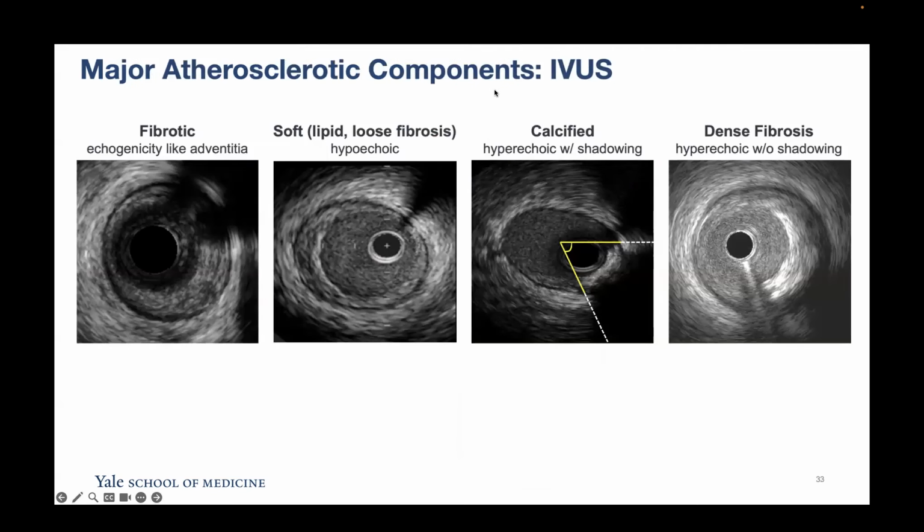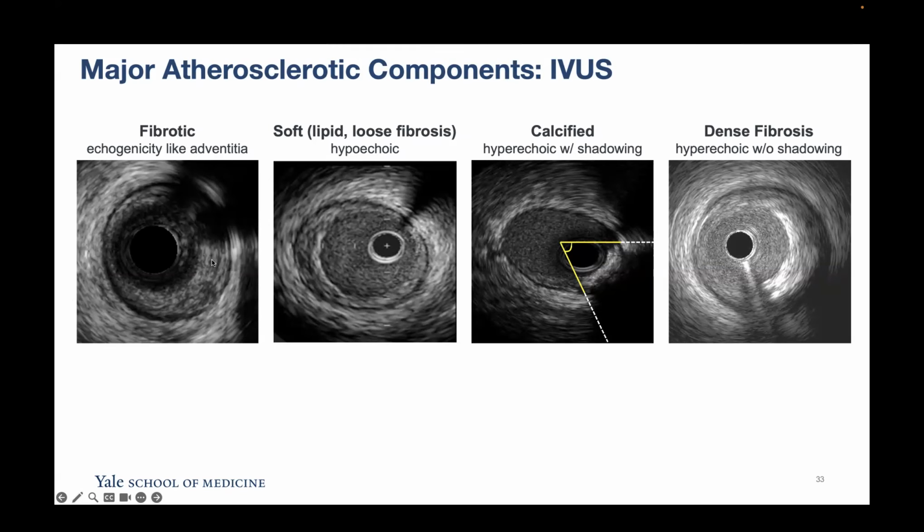So, the major atherosclerotic components by IVUS. Usually we refrain from trying to say the tissue type by IVUS. So we don't say fibrotic, lipidic, or whatever. We just describe the plaque. And the way to do it is we use the adventitia as our reference. So on IVUS, always the adventitia is the reference, and the plaque is going to be compared with the adventitia.